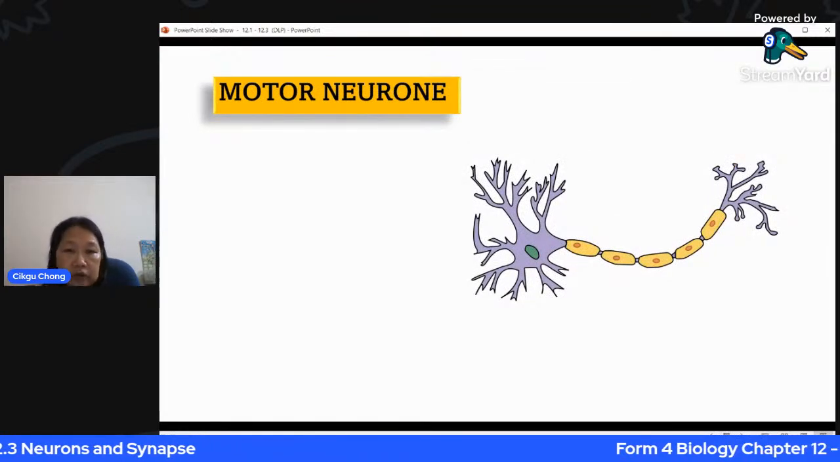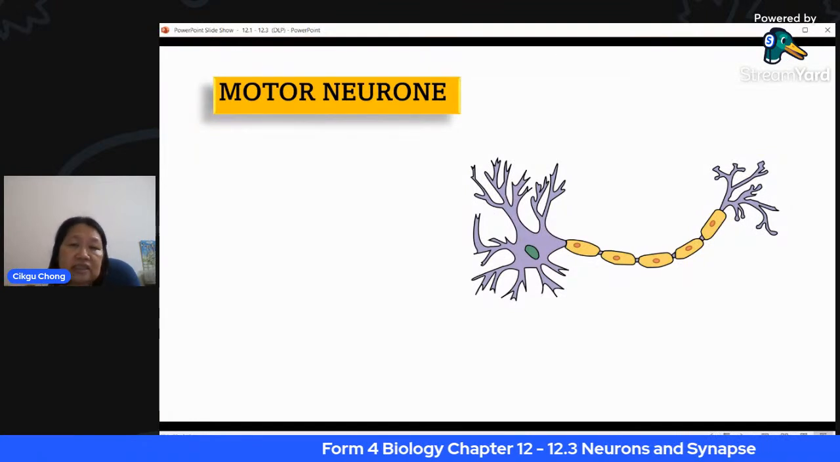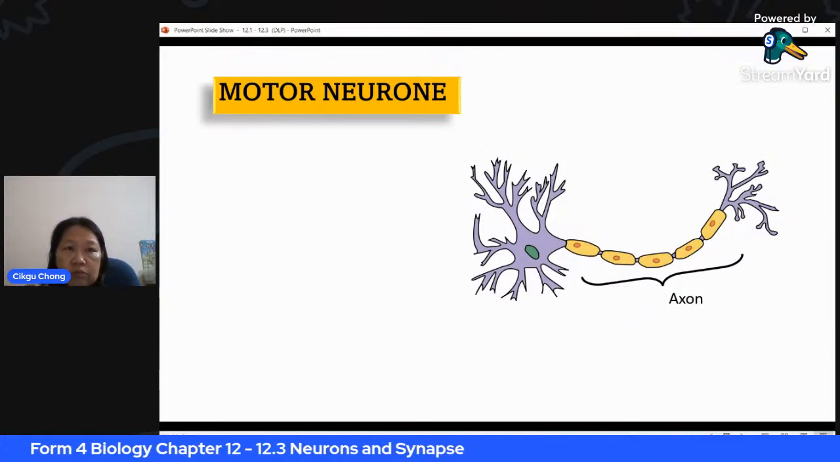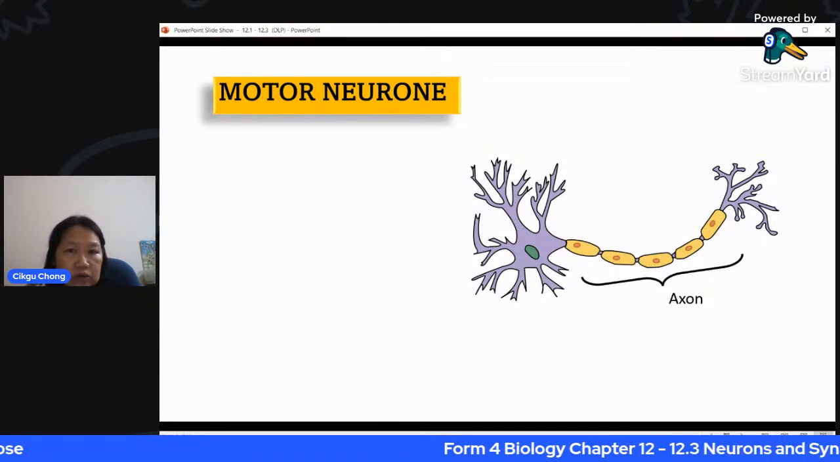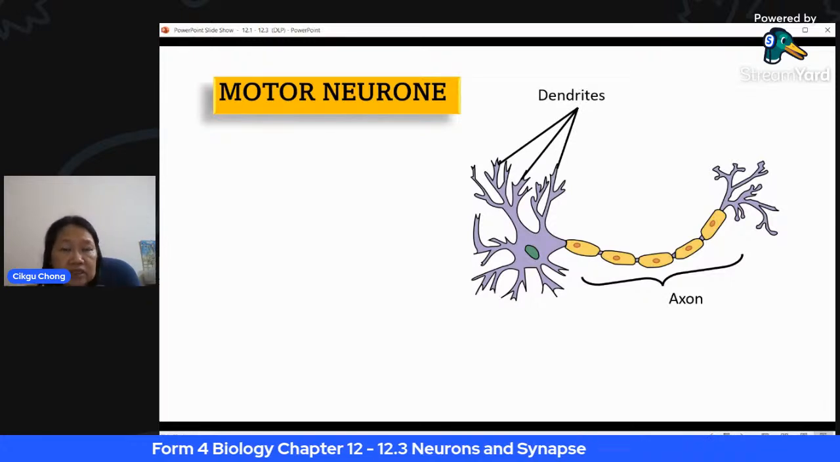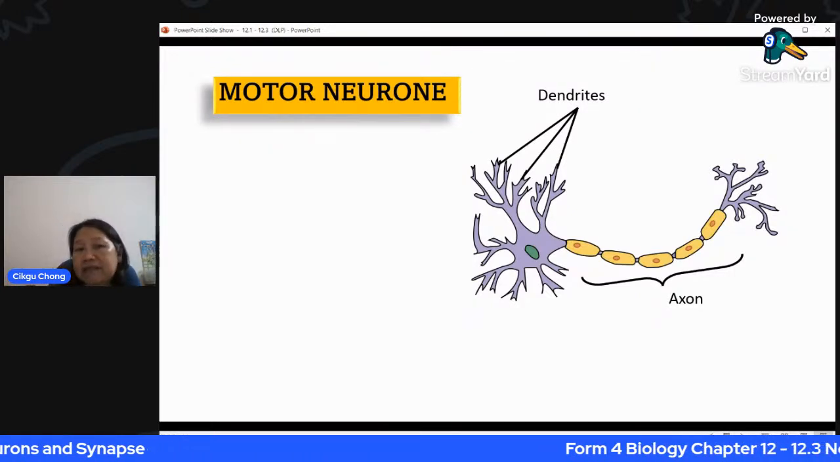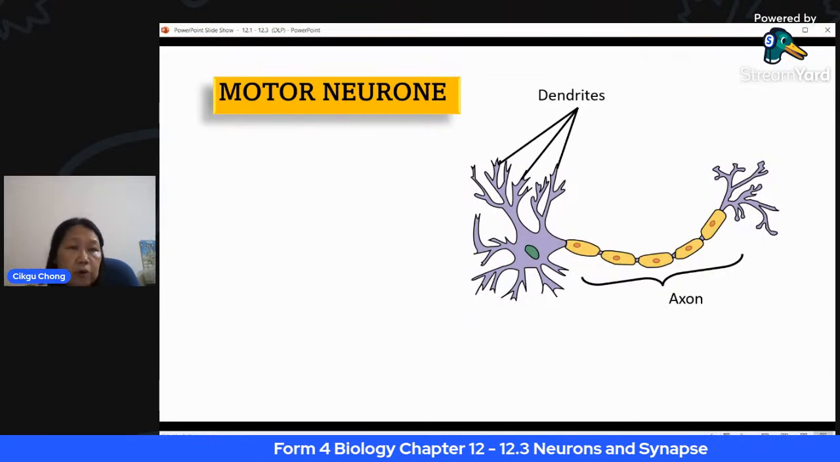Just now, the diagram I actually used the motor neuron as the example to show you the basic structures. You can see the same diagram again. So this is the axon. For a motor neuron, usually the axon is very much longer than the dendron. Sometimes you can't see the dendron, you only see the dendrites. Dendrites are where the impulse comes in. You will not find the cell body right in the middle. You'll find the cell body right at one end, and your axon is very long. So that is how you identify a motor neuron.